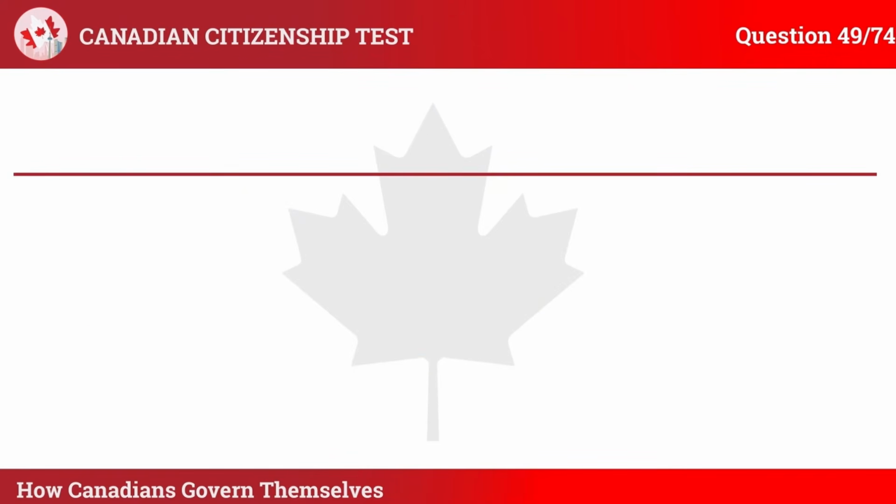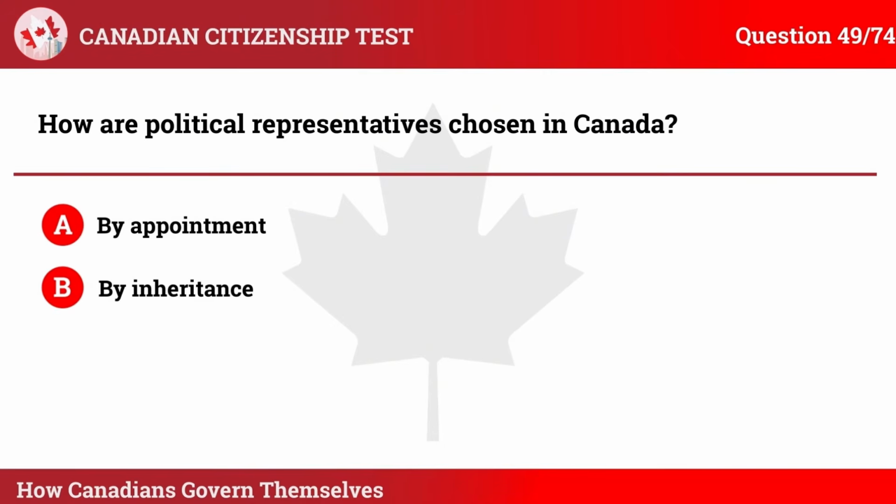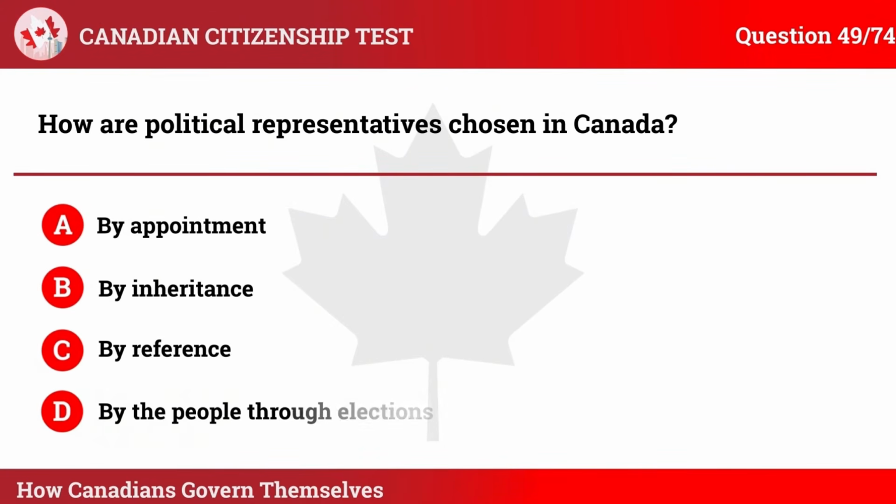Question 49. How are political representatives chosen in Canada? A. By appointment. B. By inheritance. C. By reference. D. By the people through elections.